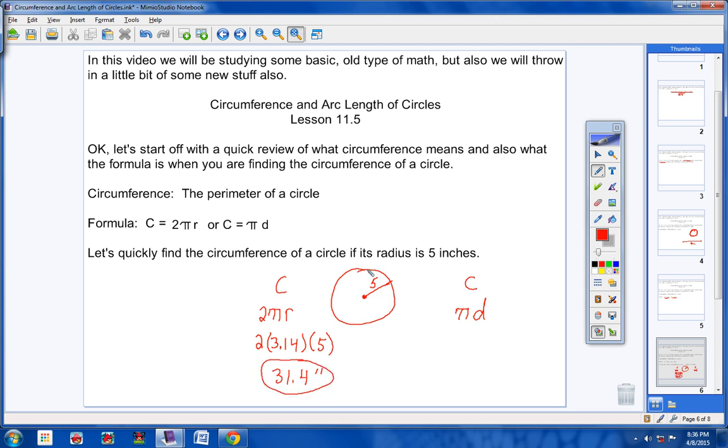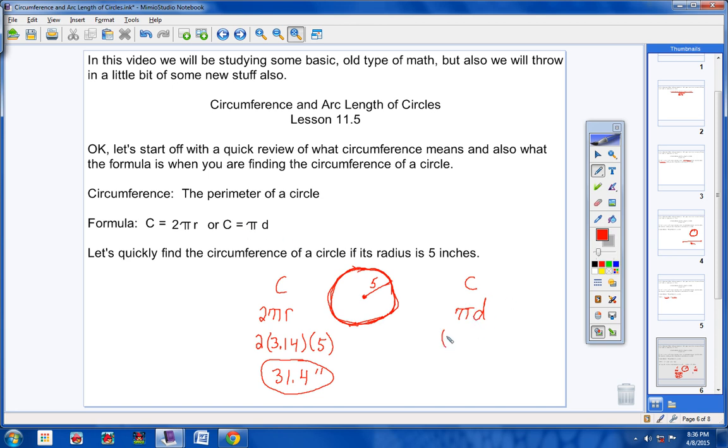So now you know the distance from here to here. If you have a circular swimming pool in your backyard and you would put a privacy fence around it, you would find the perimeter around the pool so that you would know how much fencing you would need. Now over here, you can also use pi d like I told you up here.